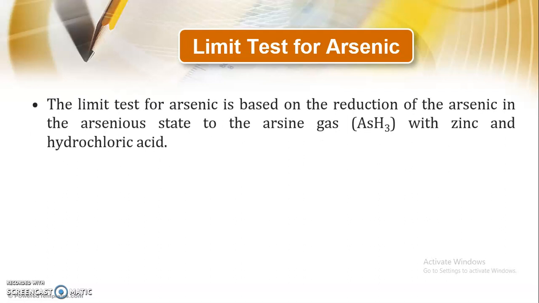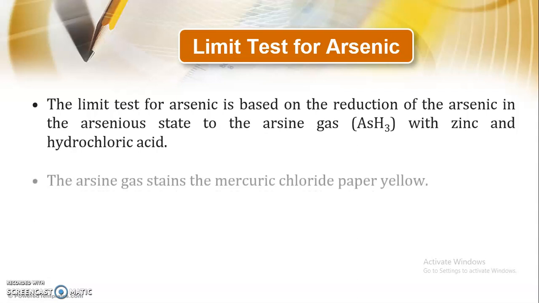The limit test for arsenic is based on the reduction of arsenic in the arsenious state to arsenic gas. Whatever arsenic is present in our sample is reduced to arsenic gas in the presence of zinc and hydrochloric acid. This is the basic reaction involved in the limit test for arsenic. That means there is a formation of arsenic acid, then arsenious acid, and then it is converted into arsenic gas in the presence of zinc and hydrochloric acid.